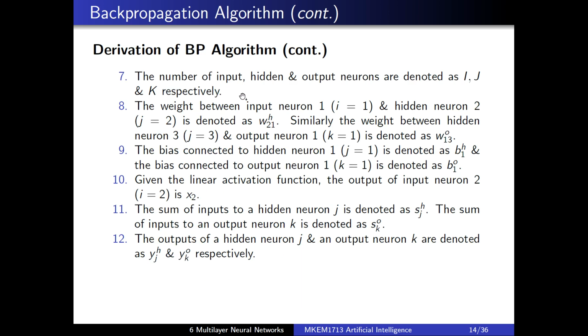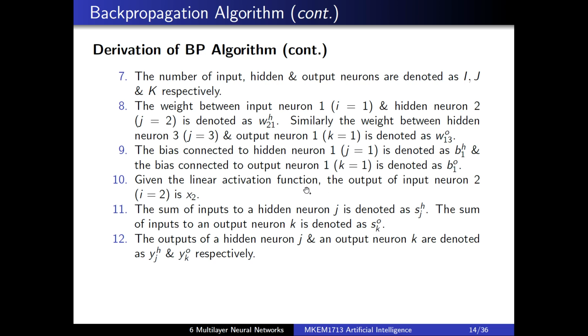The numbers of input, hidden, and output neurons are denoted as I, capital J, and capital K respectively, as I've explained. The weight between input neuron 1 and hidden neuron 2 is denoted WH21. Similarly, the weight between hidden neuron 3 and output neuron 1 is denoted WO13. The bias connected to hidden neuron 1 is denoted as BH1, and the bias connected to output neuron 1 is denoted as BO1.